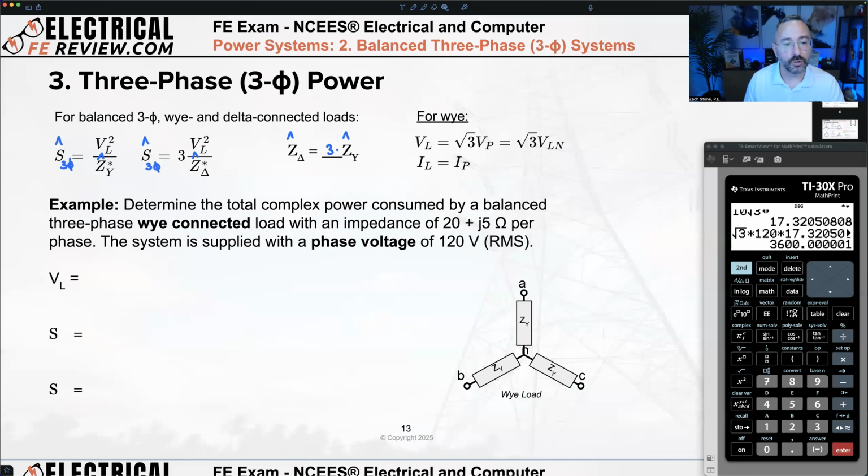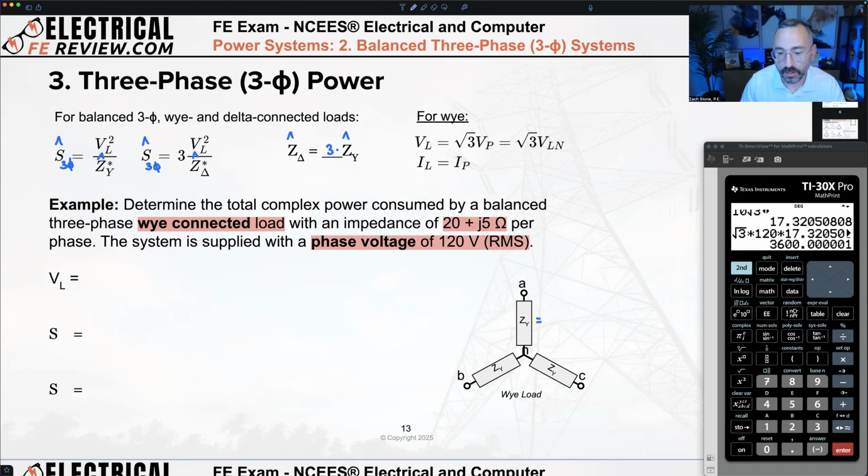Let's try it. Determine the total complex power consumed by a balanced three-phase Y connected load. That tells me I'm probably using this formula on the left with an impedance of 20 plus J5 ohms per phase. The system is supplied with a phase voltage of 120 volts RMS. This time specifying that it's RMS, but 120 volts, we should recognize that by now. All right, fill in the diagram.